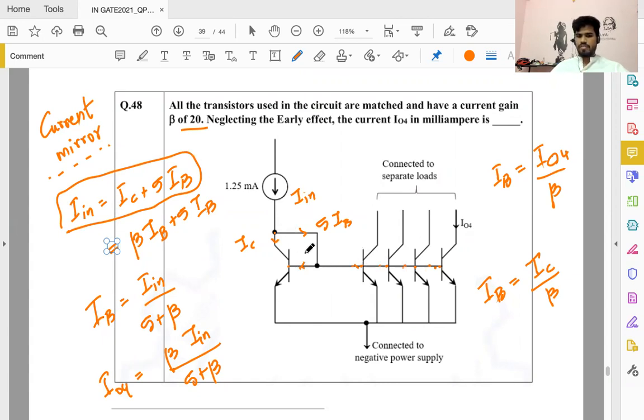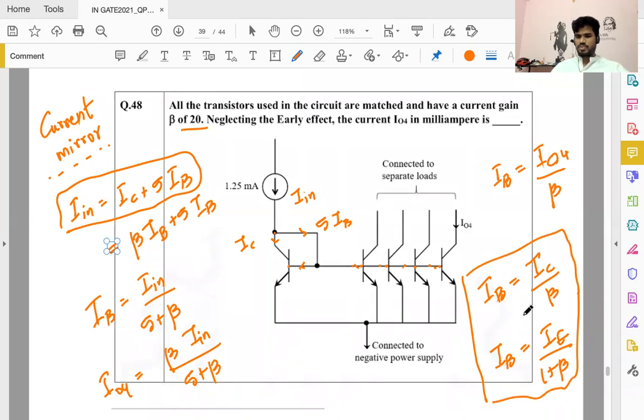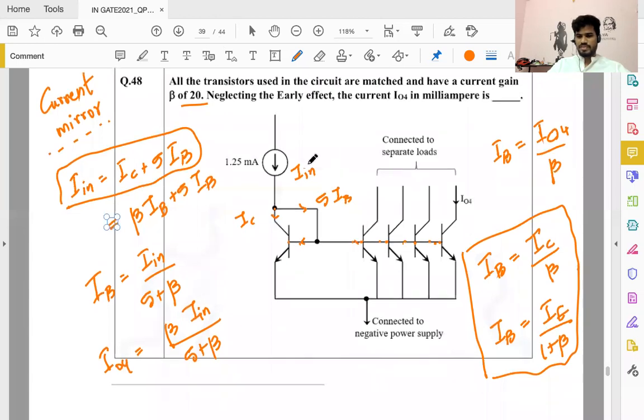That you have to write from the figure. This is general. And then if you want IB from IC, this is 1 plus beta. So you have to remember only these two. Then BJT problems you could always very, very easily do.